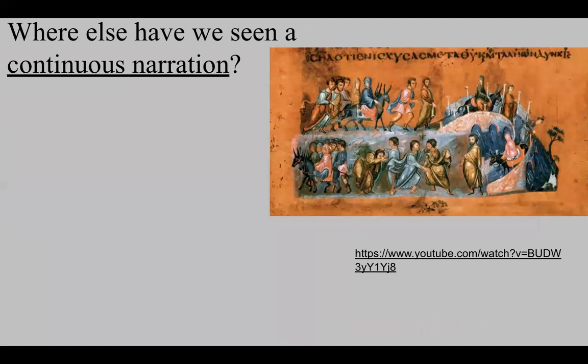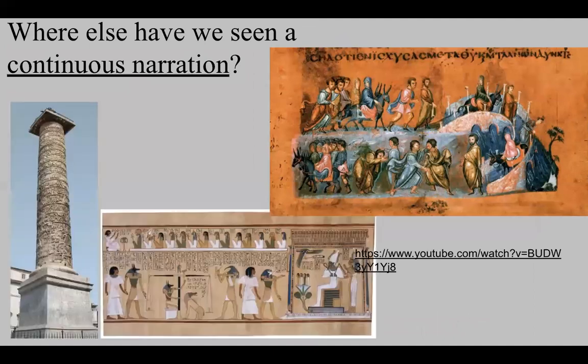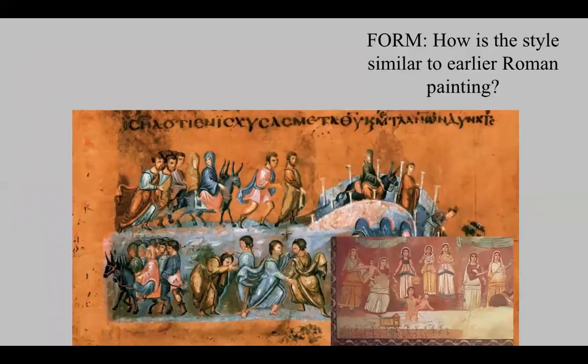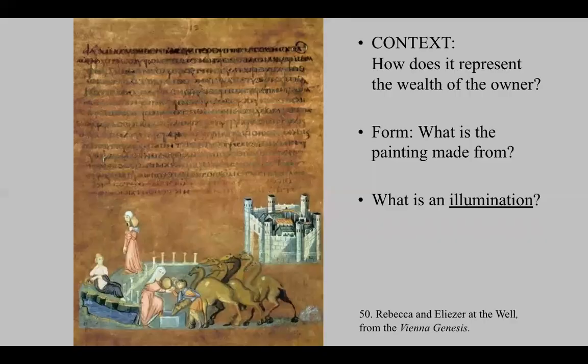Where else have we seen continual narrations? Yeah, the Column of Trajan, the Book of the Dead, right? With Hunefer, the story of how we weigh our souls into the afterlife, right? How it's similar, we just talked about, right? So context: how does it represent the wealth of the owner? Did anyone do any of the reading on this?